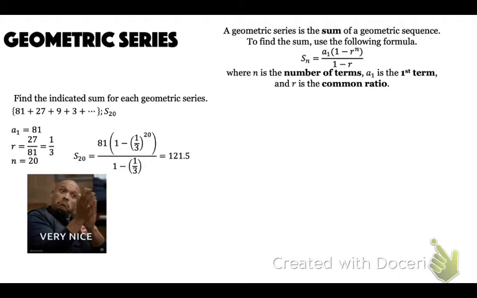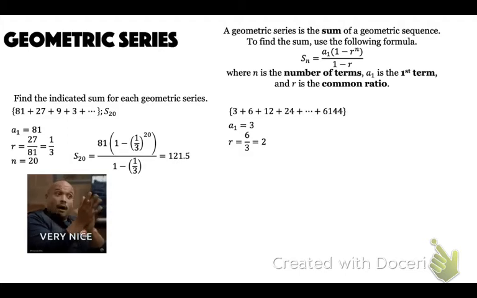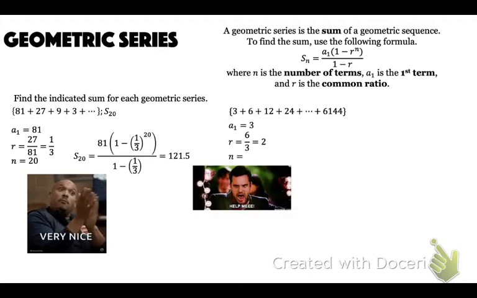Okay, next. Very nice. So if we have 3, 6, 12, 24, and so on, up to 6,144. Well, I know that the first term is 3. I could also figure out the ratio, which is 2. 6 divided by 3 is 2, or 12 divided by 6 is 2, or 24 divided by 12 is 2. But what the heck is n?